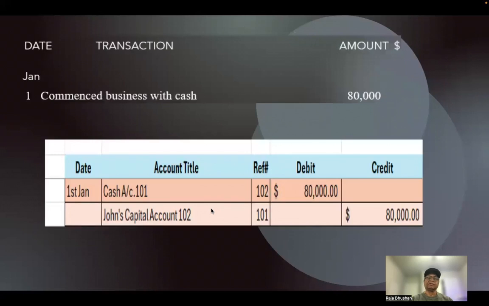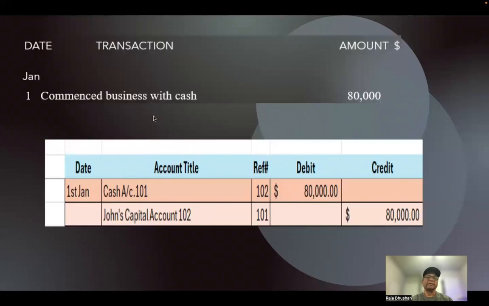Okay. See, beginning with cash. First one is January 1st, commenced business with cash. So business has received cash, right? And cash is an asset. So when business receives cash, the cash account or the asset account increases. Remember in the previous video, we discussed that assets always have debit balances. To increase an asset, we debit it. So we have debited cash account because it's an asset.